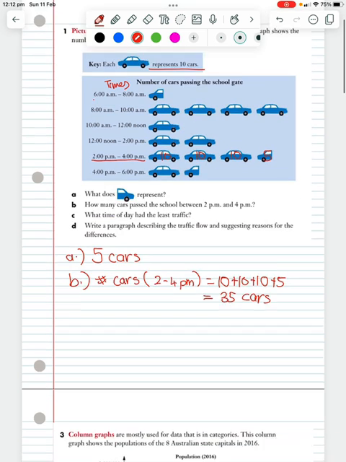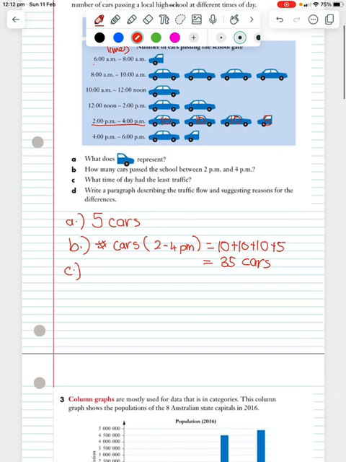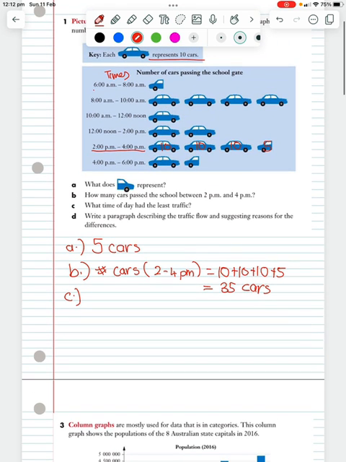C is what time of the day had the least traffic, so the least amount of pictures. That's going to be 6 a.m. to 8 a.m. And again, we can shorthand this a little bit.